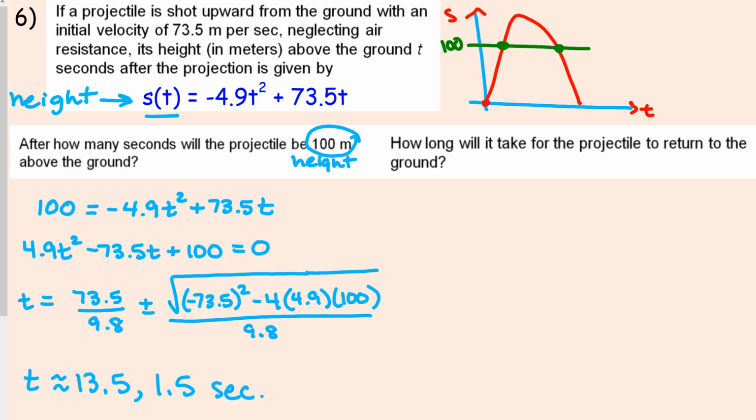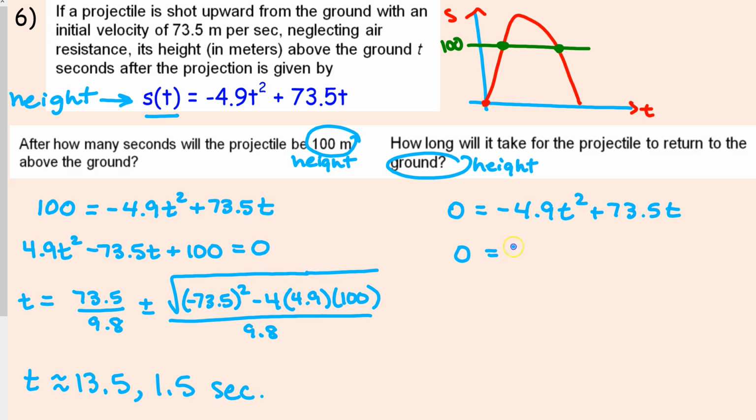How long will it take for the projectile to return to the ground? Okay, the ground is going to be a height of 0. So we're going to put 0 in for the height. So it's like the first part, except we have 0 equals negative 4.9 t squared plus 73.5 t. Okay, we could actually factor a t out of both terms. 0 equals t times negative 4.9 t plus 73.5, and then set each factor equal to 0. So we get t equals 0, and we get negative 4.9 t plus 73.5 equals 0.